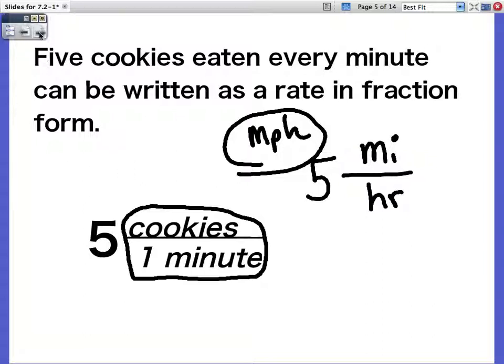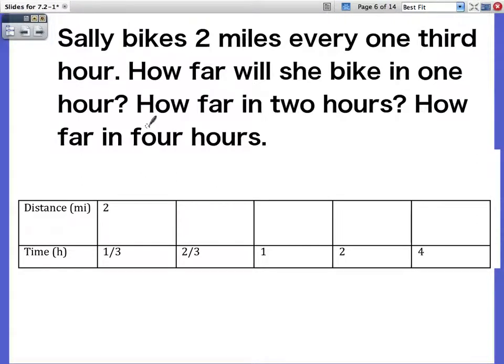Okay. Here's our first example. There's only going to be 2. Sally bikes 2 miles every 1/3 hour. How far will she bike in 1 hour? How far in 2 hours? How far in 4 hours? One of the easiest ways for me to solve problems like this is to use a table. So 2 miles every 1/3 hour. So I do a table that expresses distance over time.